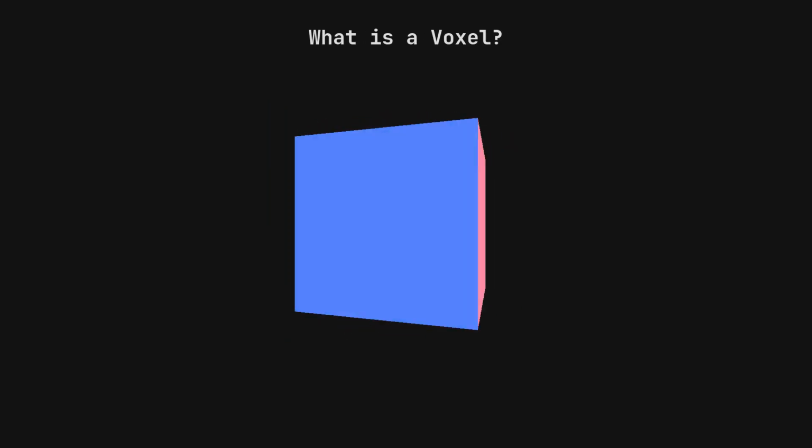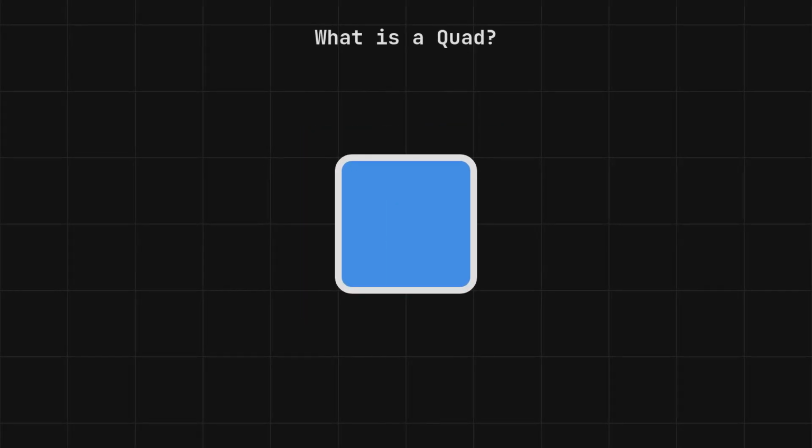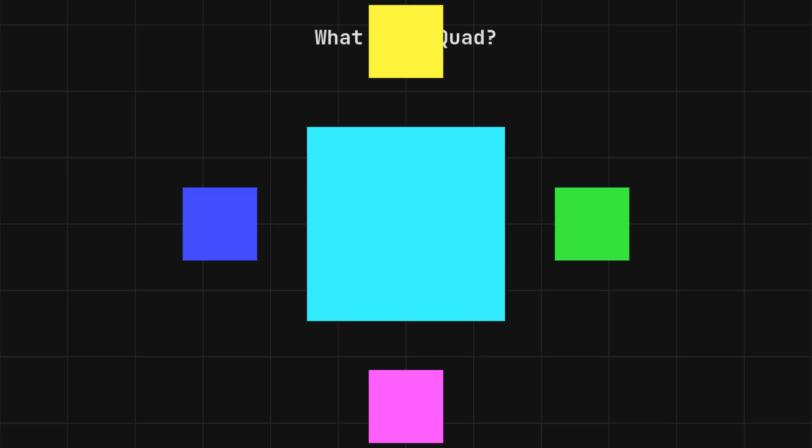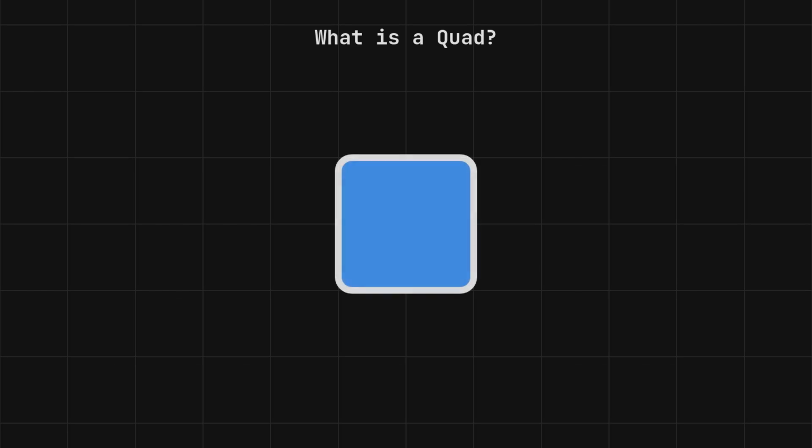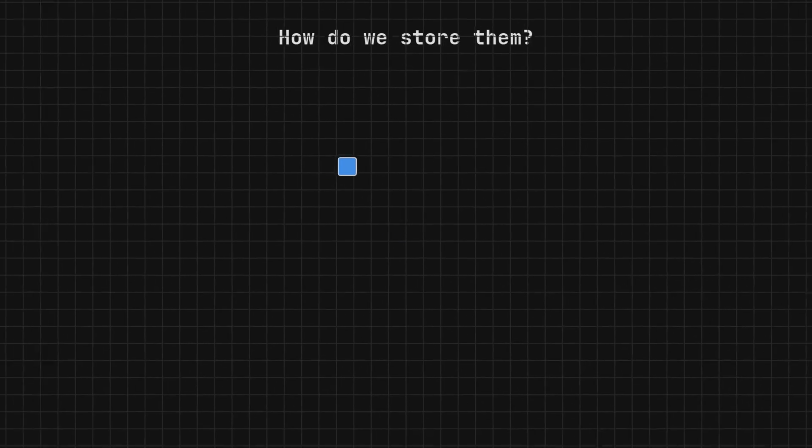To understand a voxel, we first need to start with a quad. A quad is just a simple 2D square defined by 4 points in space, but we make it 2 triangles so that the GPU can understand it. Now, take 6 of these quads, arrange them into a box, and you have a voxel that the GPU can understand. But storing voxels individually for an infinite world is inefficient, so we group them into manageable chunks.